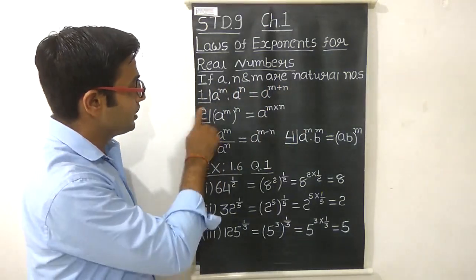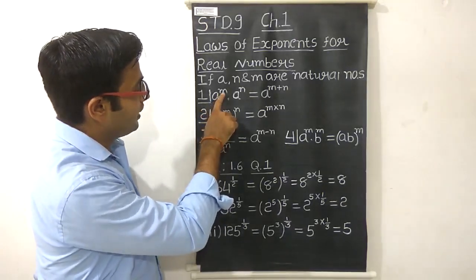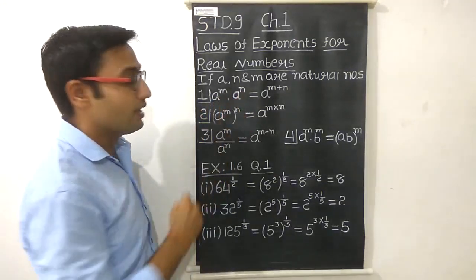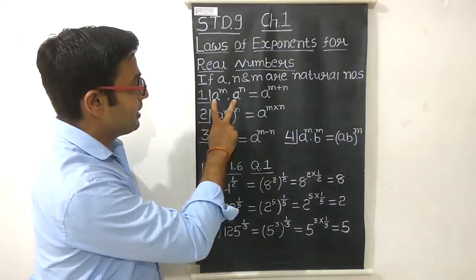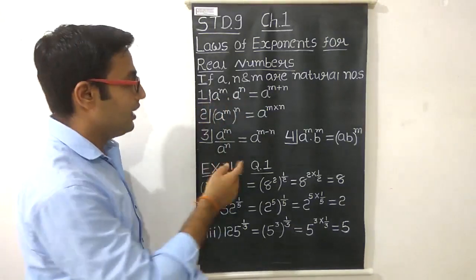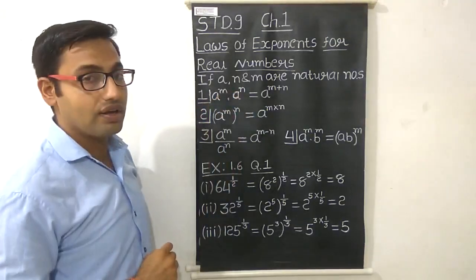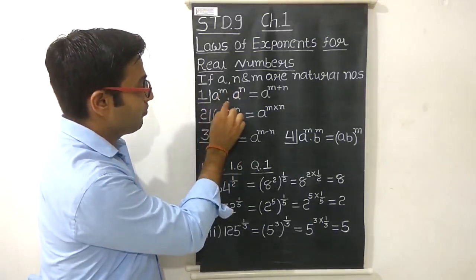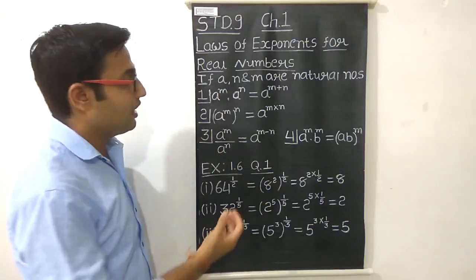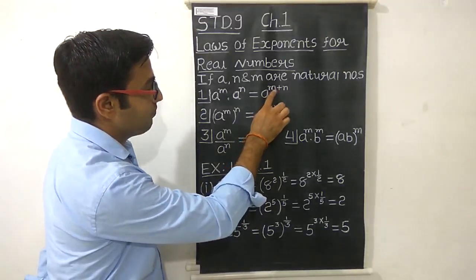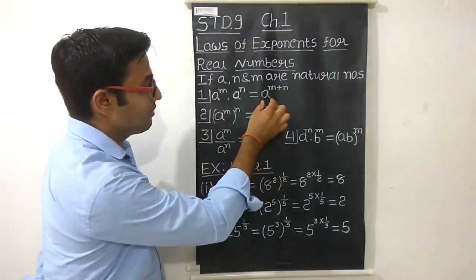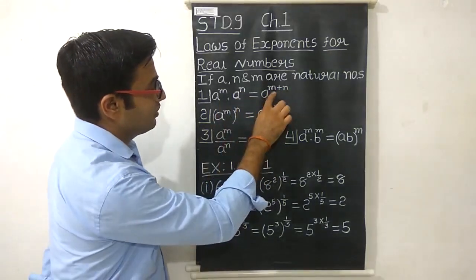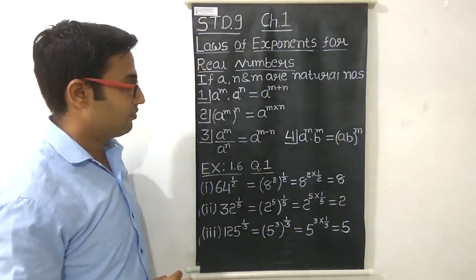First law: a raised to power m multiplied by a raised to power n. That means if the bases are equal and the powers are different and both are in multiplication, then we can write it as a raised to power m plus n. The base remains the same, the powers will be added.